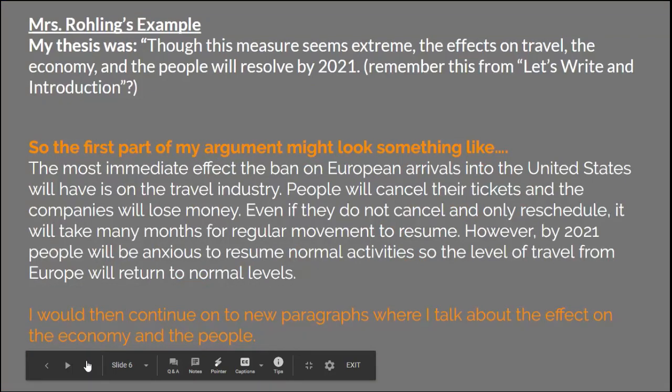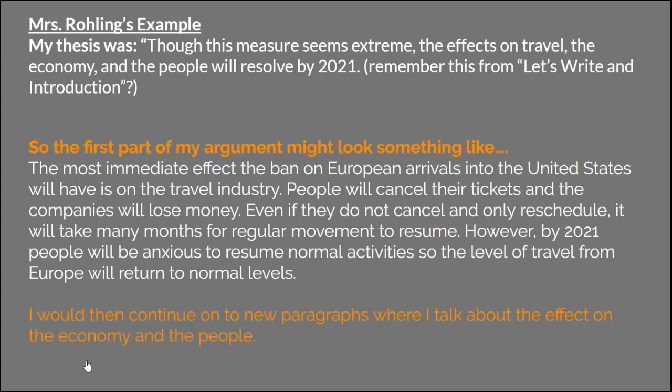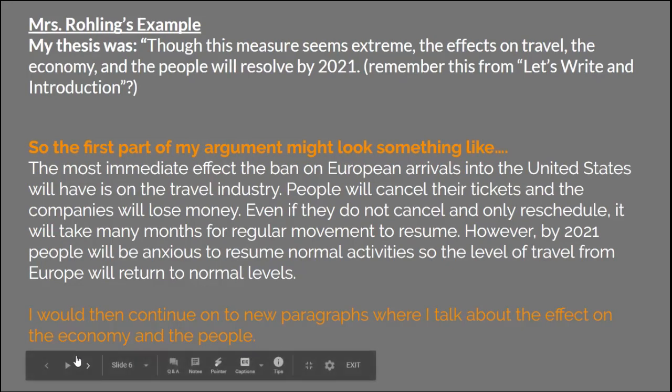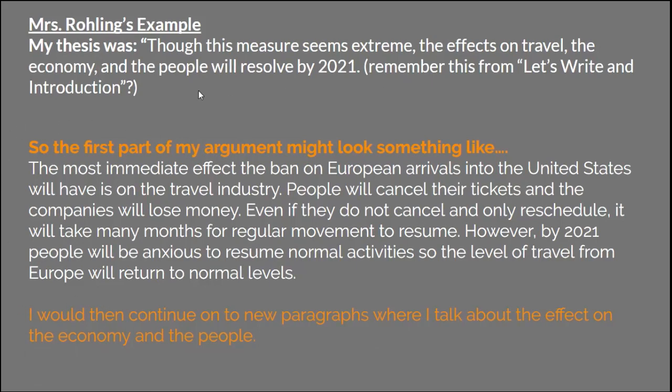So here's my example. Last time we looked at my paper, my thesis was, though this measure seems extreme, the effects on travel, the economy, and the people will resolve by 2021. That was my thesis. So after my summary, I then am going to argue that this is a short-term impact, my current event, and I'm going to say why.